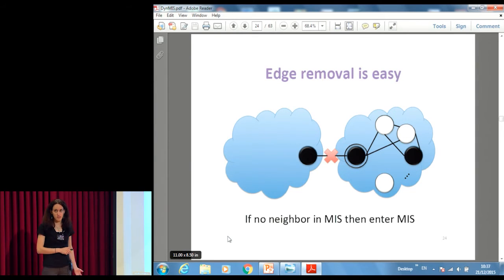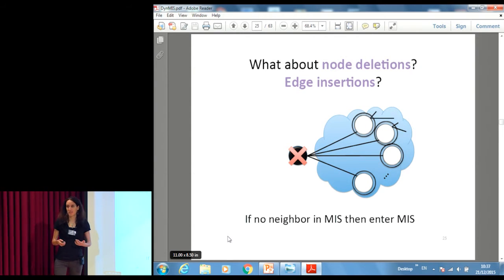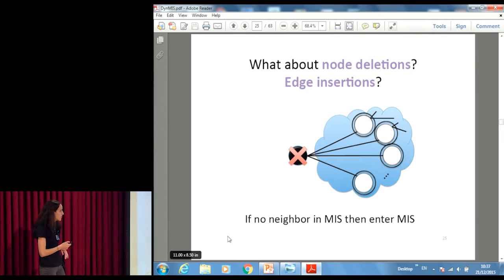These two things are easy. Node insertion and edge removal can be solved within a single round and sending one bit of information. That's very easy. But what about node deletions and edge insertions? Okay, so spoiler, these are hard. What do I mean by hard?